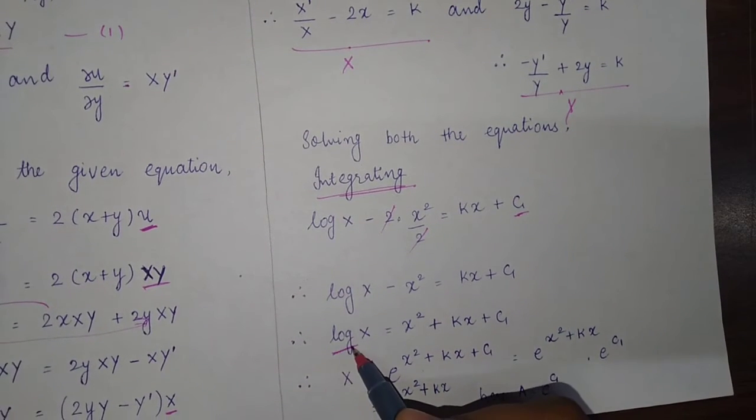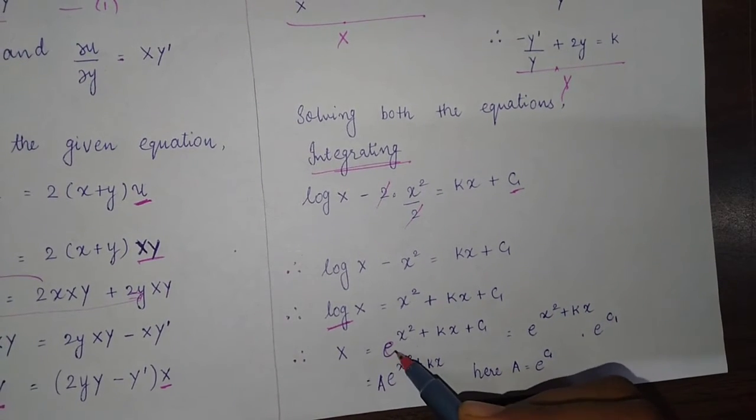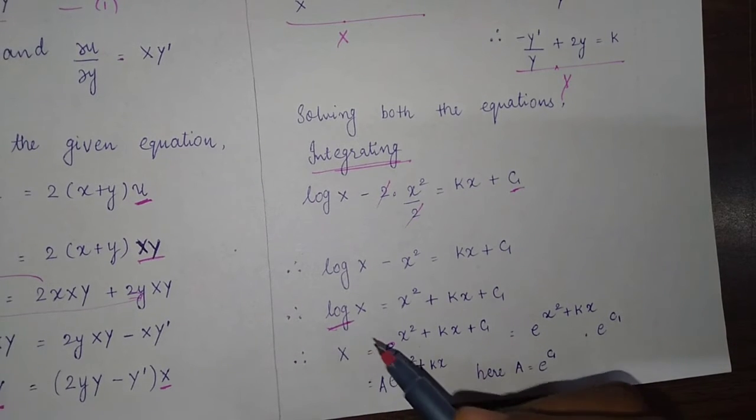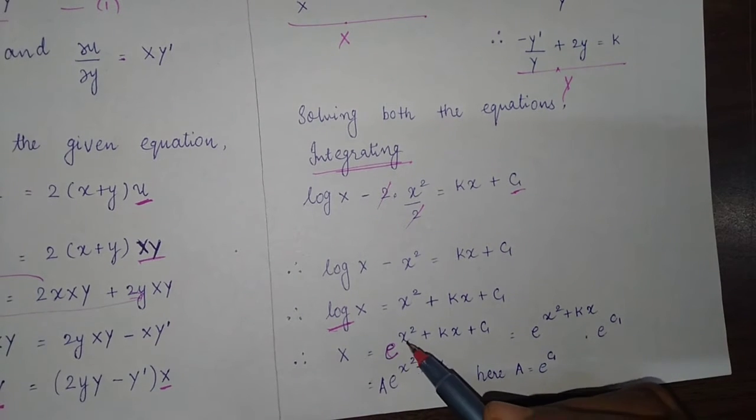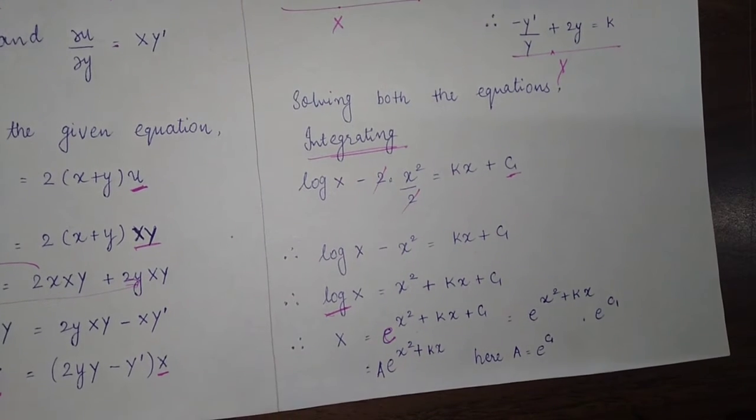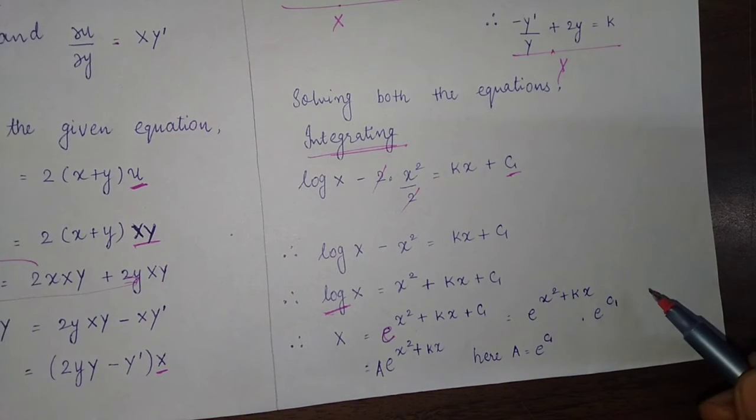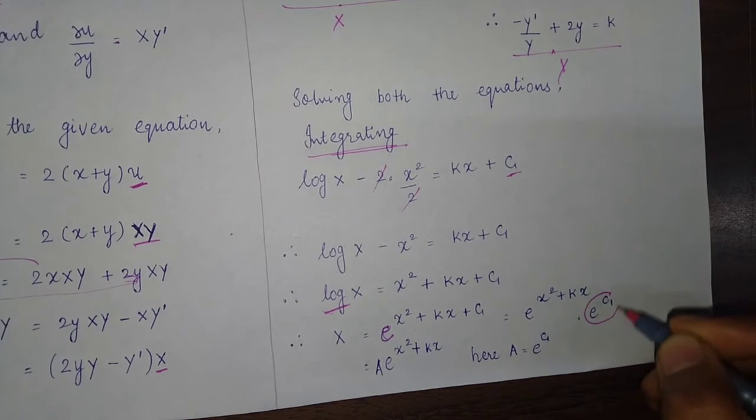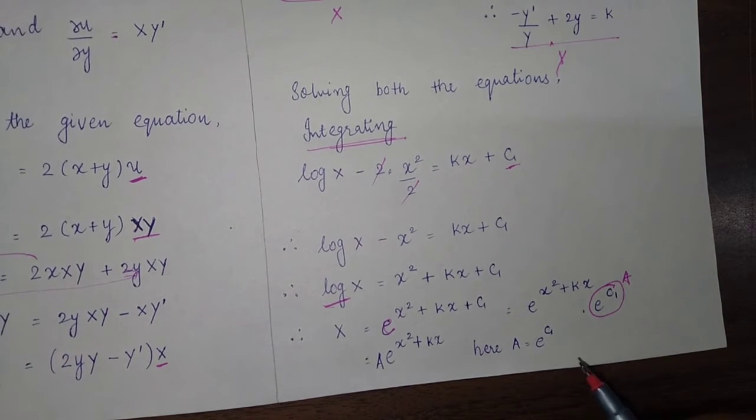But if I want to remove this log in order to get x, then here it will be exponential. Whenever we remove this log, what will come on this side? Exponential. So capital X will be e raised to this whole term, so e raised to x square plus kx plus c1. So I can write it like this: e raised to this term into e raised to c1. And if I write this term as a, then I will get a into e raised to x square plus cx, where a is this term.